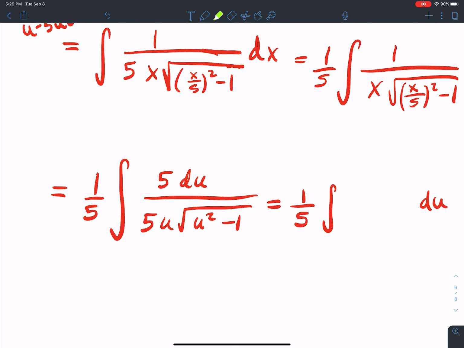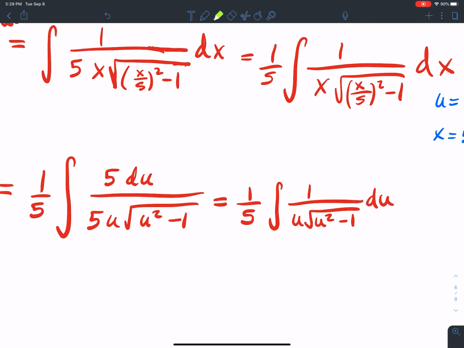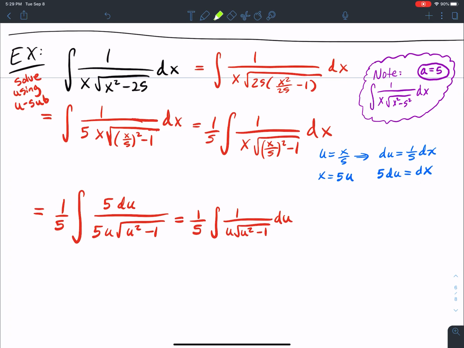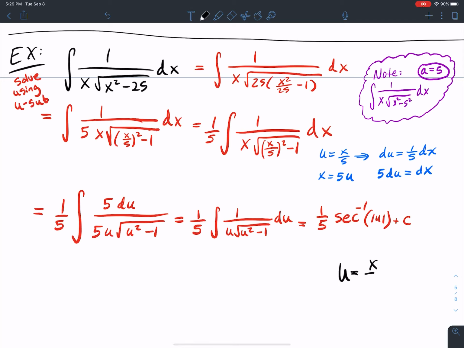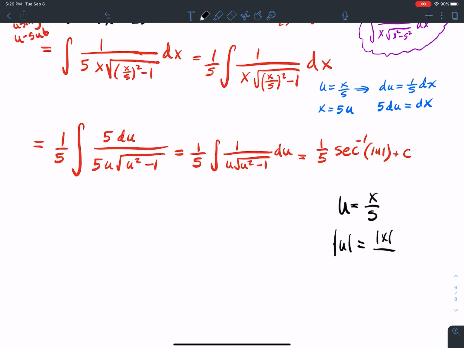So I end up with 1/5 of 1 over u square root u squared minus 1, which I know to be, from my definition, secant inverse of u, okay? So I'm going to go through that math there, and I get this right here plus c. But remember, if u equals x over 5, then absolute value u equals absolute value x over 5. Okay, 5's already positive, so I can drop the absolute value.